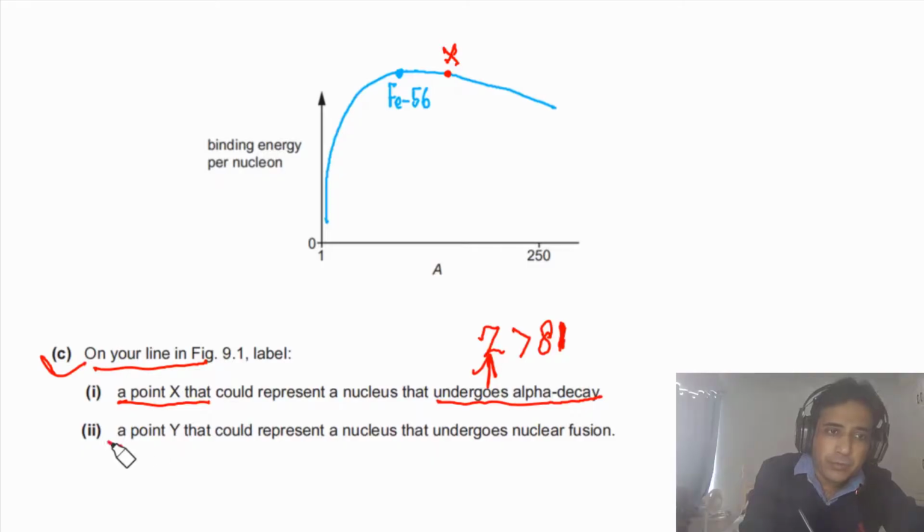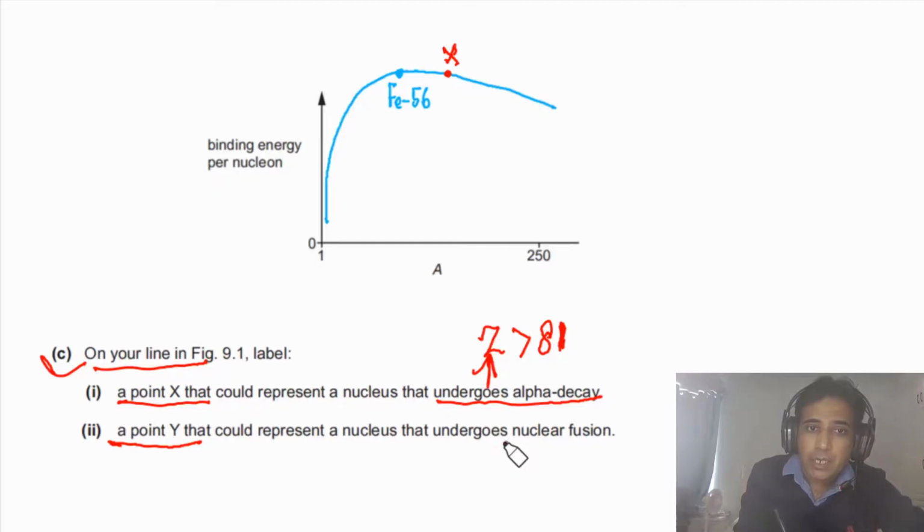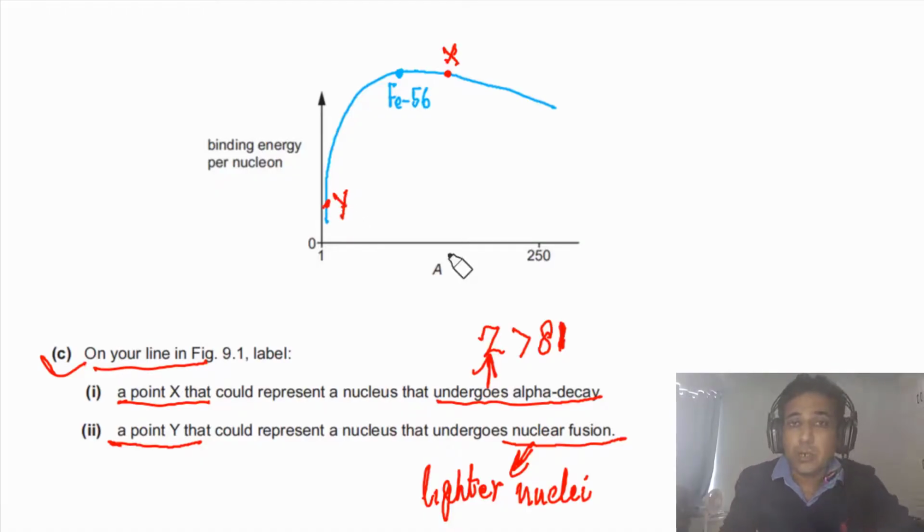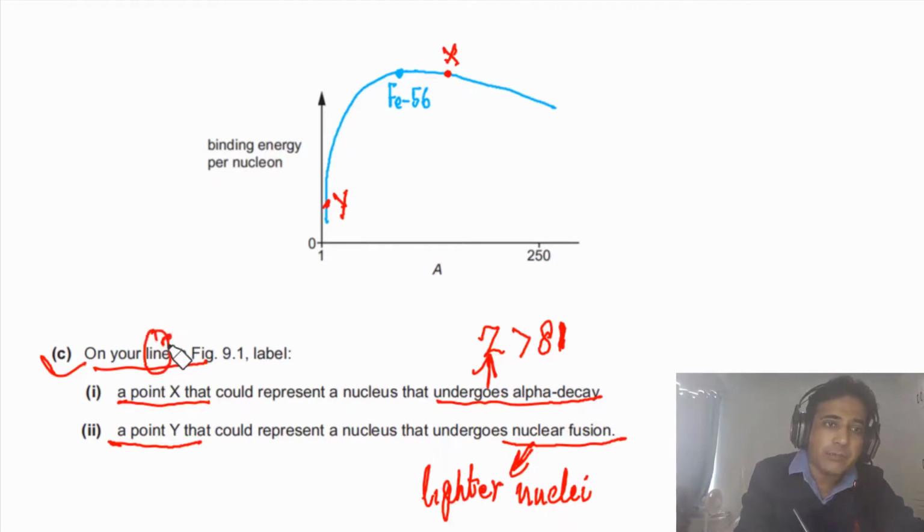For the second part, we need to mark a point Y that could represent a nucleus that undergoes nuclear fusion. For nuclear fusion, we have already discussed that lighter nuclei undergo nuclear fusion. So we can write down here: lighter nuclei. You can mark them at the beginning of the curve. So this point is Y. This is how you need to mark these two points on this curve.